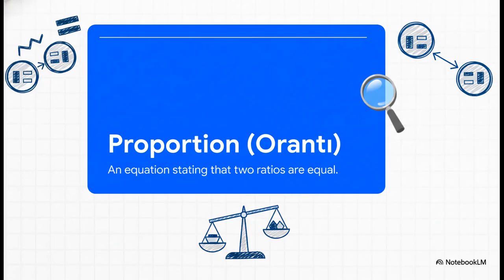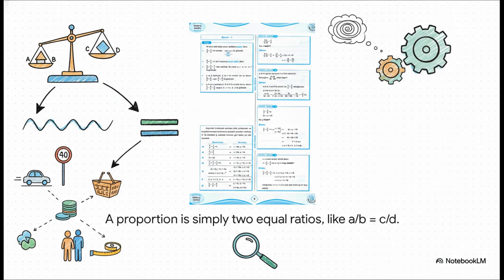Okay, so if a ratio is a comparison, a proportion just takes that one step further. A proportion is basically an equation that says two ratios are equal to each other. And this is the classic setup you're going to see all the time. If the ratio of A to B is the exact same as the ratio of C to D, well, you've got a proportion. And this one idea is the key to solving a whole universe of problems.